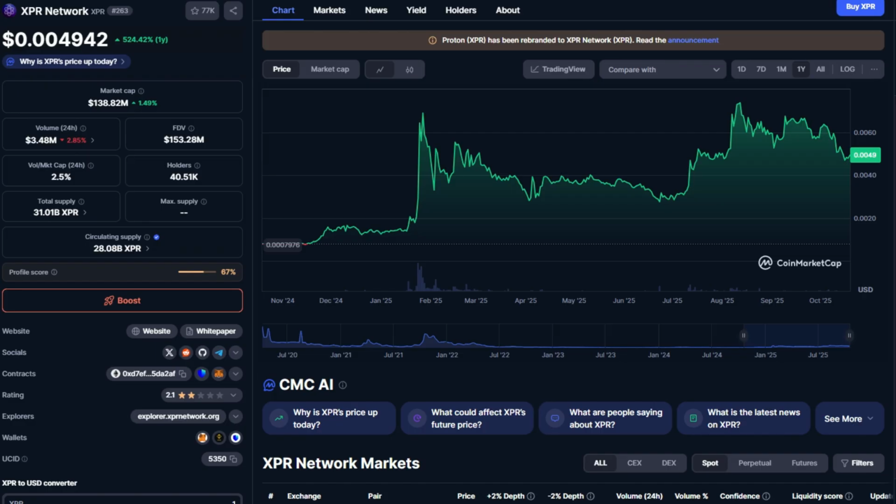Seems that way. And one more benefit of staking we shouldn't forget. It can significantly cut your trading fees on their Proton Quap DAX. If you stake a lot, like 10 million XPR, your trading fees drop from 0.3% down to zero. Wow, free trading for large stakers.